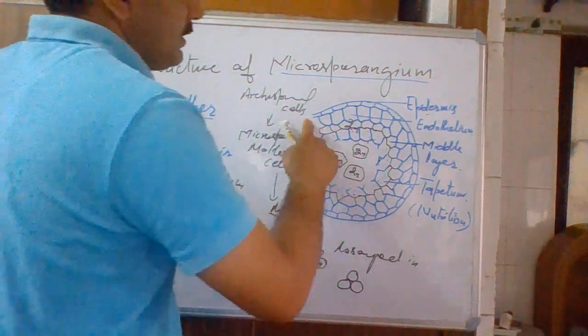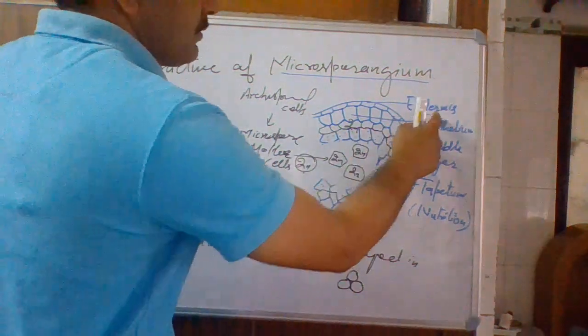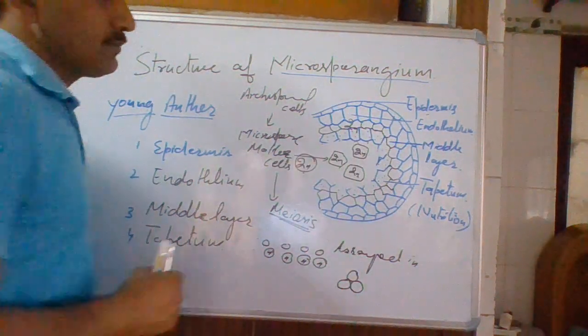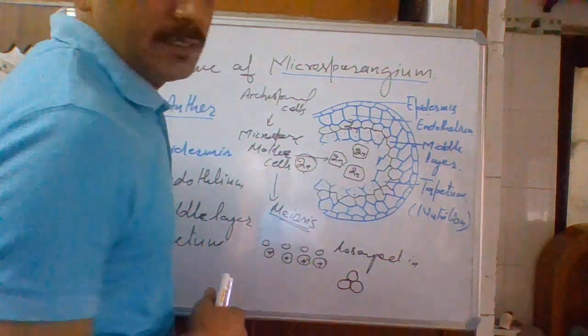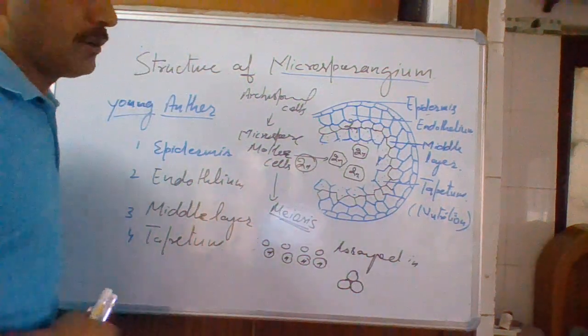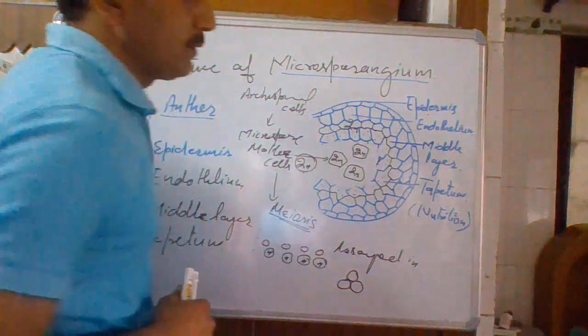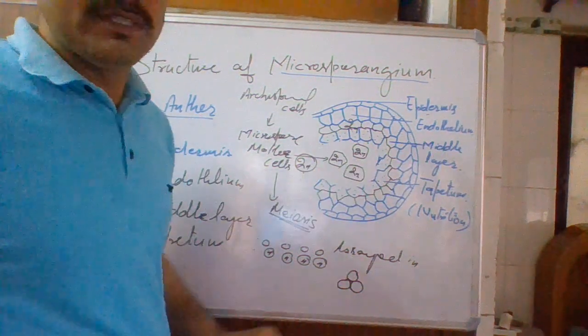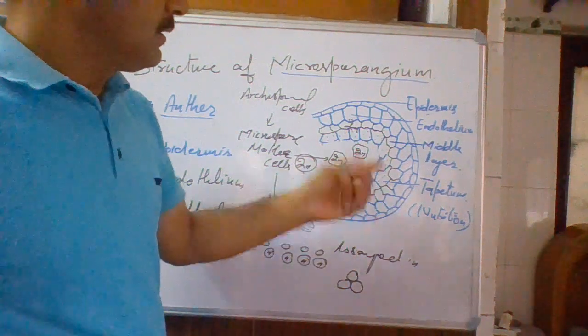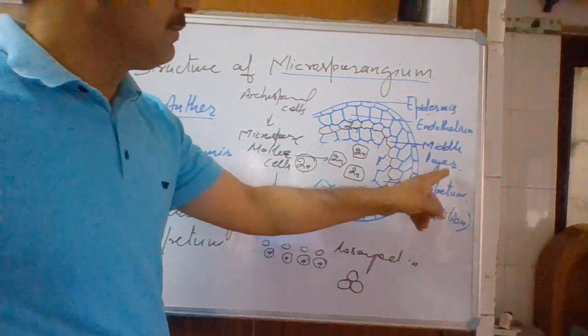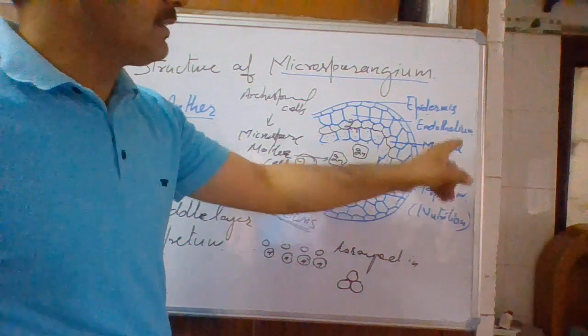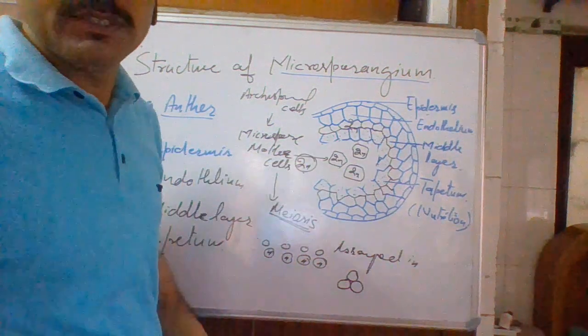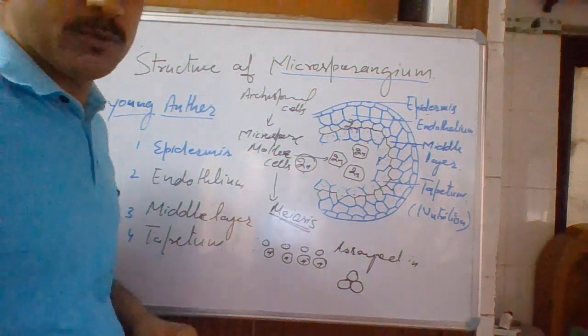The outermost layer of this microsporangium is known as the epidermis. It is followed by a large-sized fibrous layer of cells known as the endothecium. The endothecium is followed by one to three layers of cells known as the middle layer. All of these structures are protective in function. सारे के सारे जो हैं वो protective हैं.